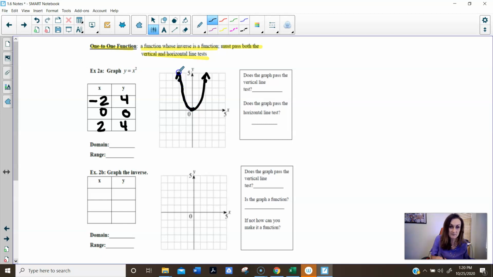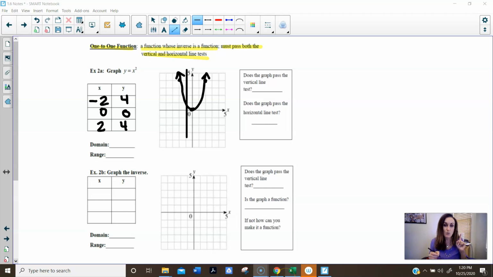And does that function pass the vertical line test? Well, the vertical line test just simply means if I were to draw a vertical line, no matter where I draw that vertical line, it's only going to hit the function in one place. Therefore, does it pass the vertical line test? The answer is yes, absolutely.